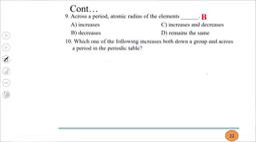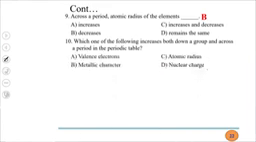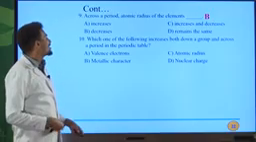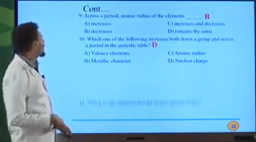Ninth one. Across the period, from left to right, atomic radius decreases. So B is the correct answer. Question number 10. Which one of the following increases both down a group and across a period in the periodic table? I already told you this one. Nuclear charge increases down the group and also increases from left to right across the period. So D is the correct answer.